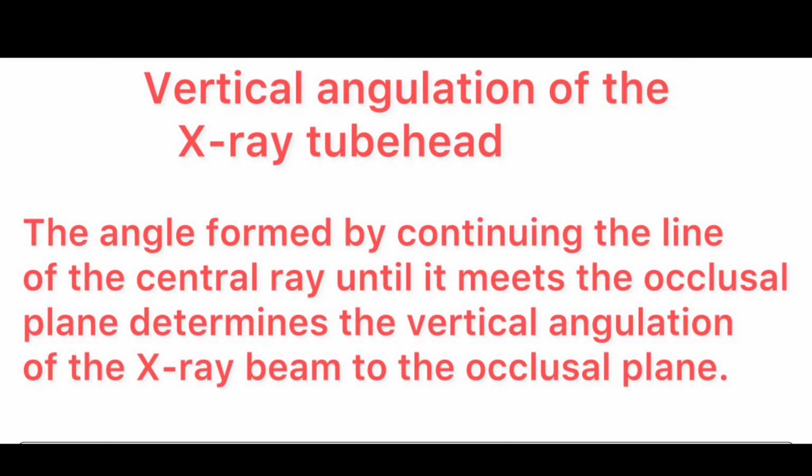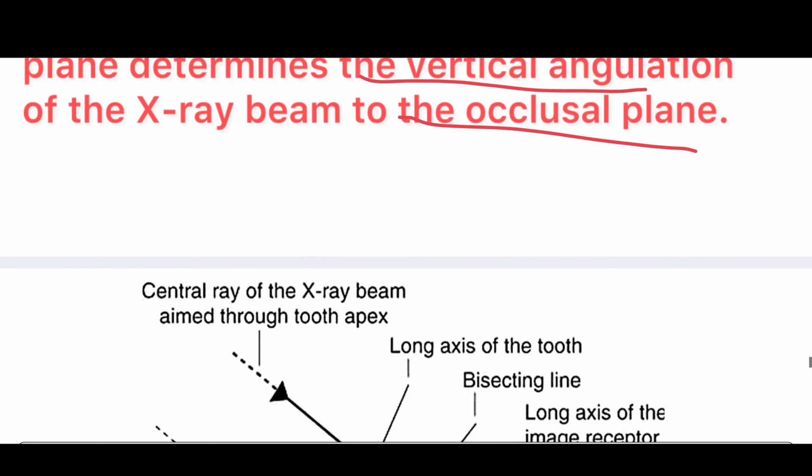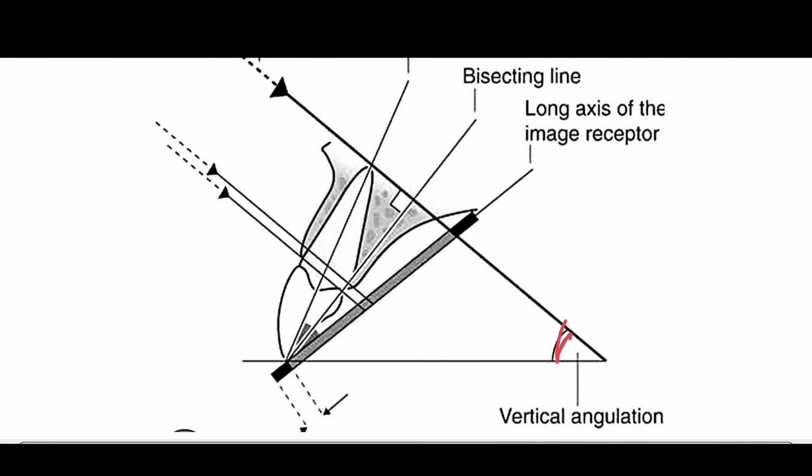So what is the vertical angulation for the tube head? Now let us see the principle of vertical angulation of the X-ray tube head. The angle formed by continuing the line of the central ray until it meets the occlusal plane determines the vertical angulation of the X-ray beam. We have already seen the different vertical angulations for different teeth of maxilla and mandible. So this is the vertical angulation.